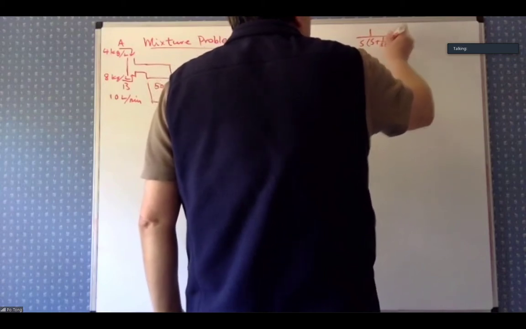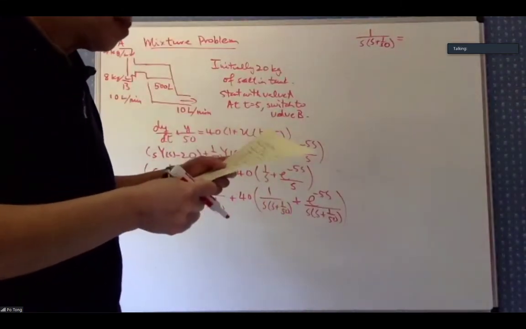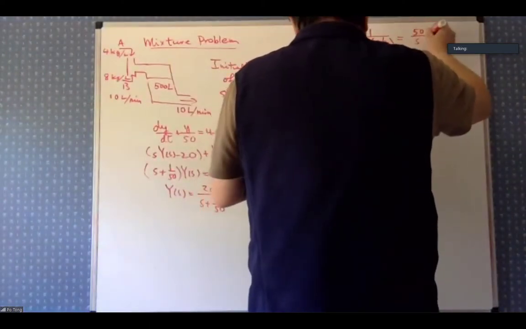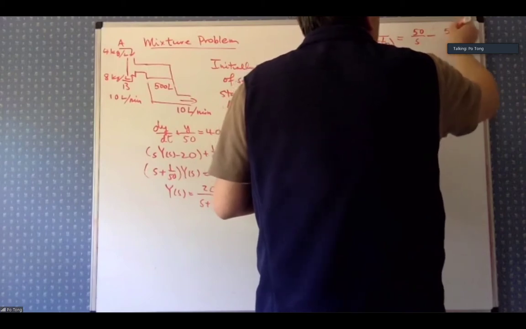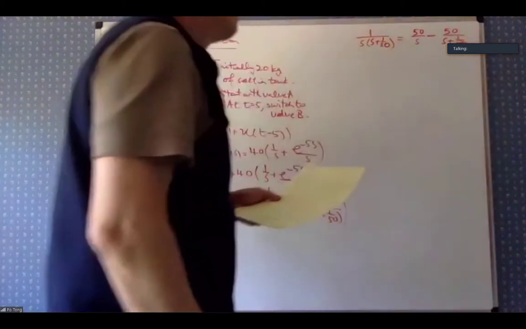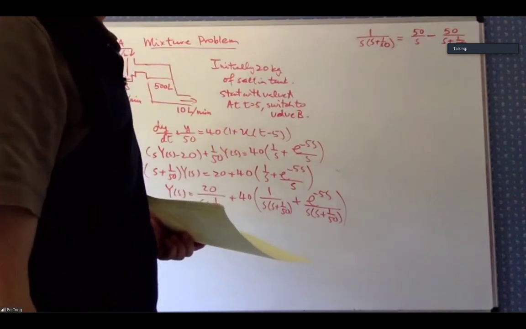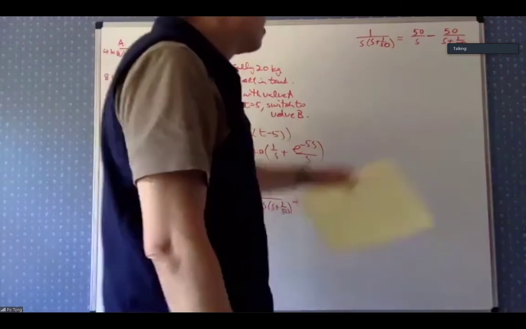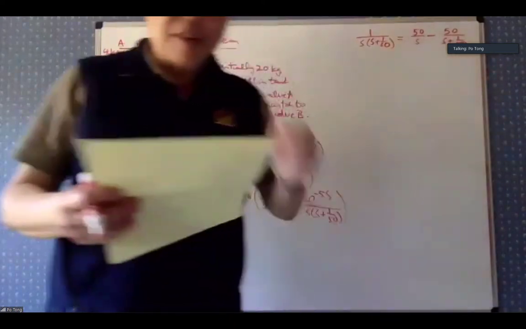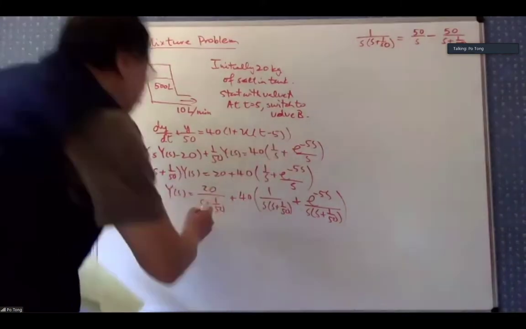If you go through the partial fractions, you are going to get this 50 over s minus 50 over s plus 1 over 50. Yeah, that's correct. This is just a process of partial fractions. You have A and B both equal to 50, it turned out. So we just replace this.